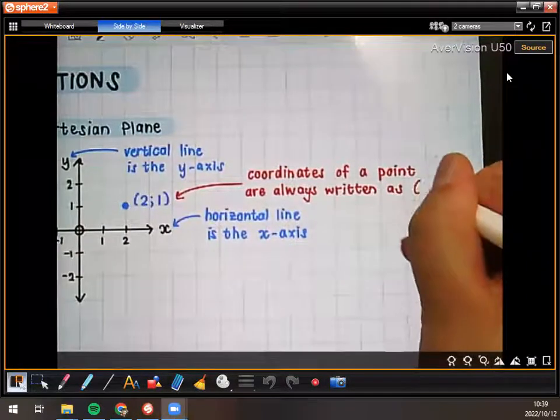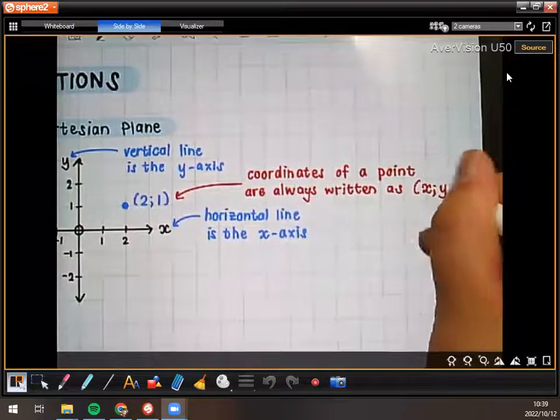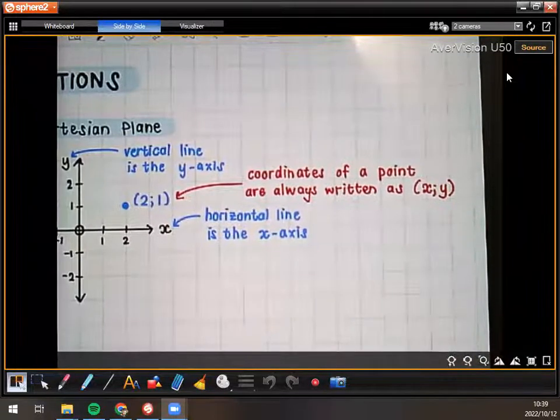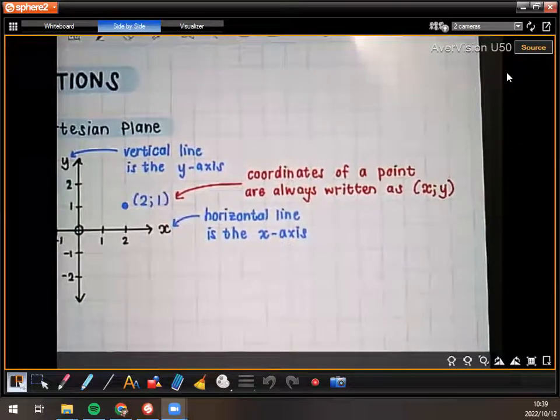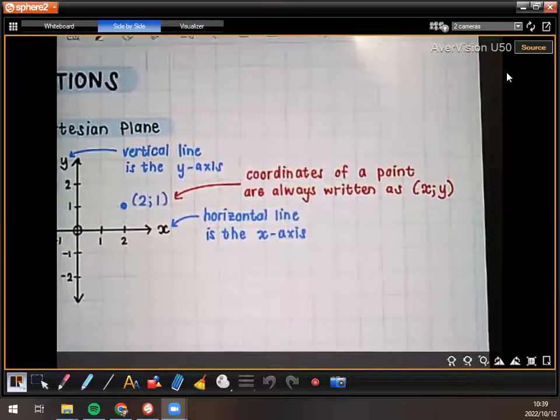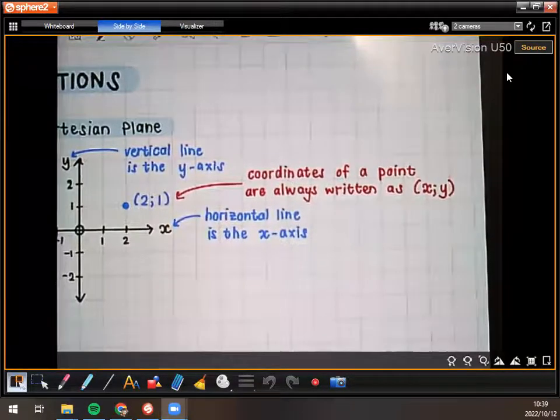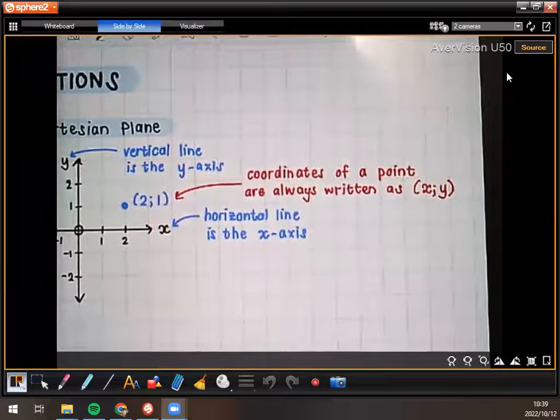And this is very important, guys. You always have to write it like this. A bracket, you put the x value, semicolon, you put the y value, and then you close the bracket. But if you don't put those brackets there, you're going to lose marks. Okay, so it has to always be written like this. In brackets, x first and then y.